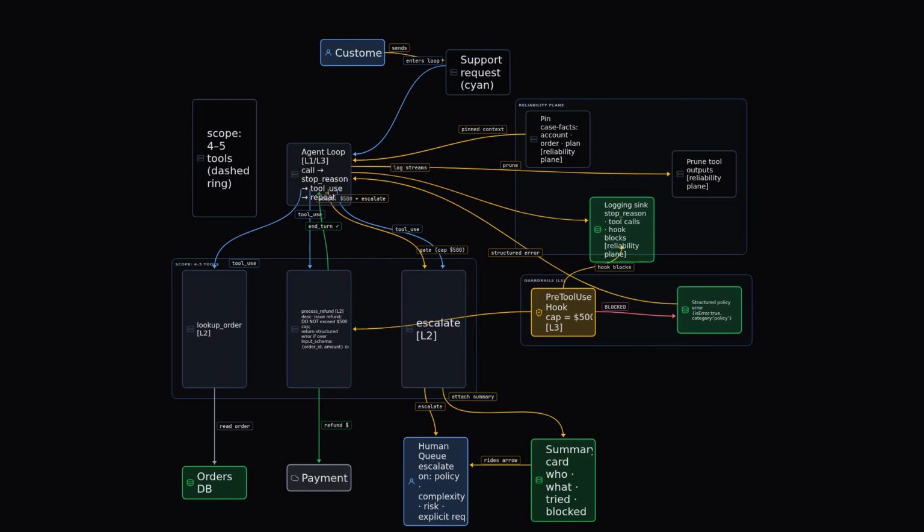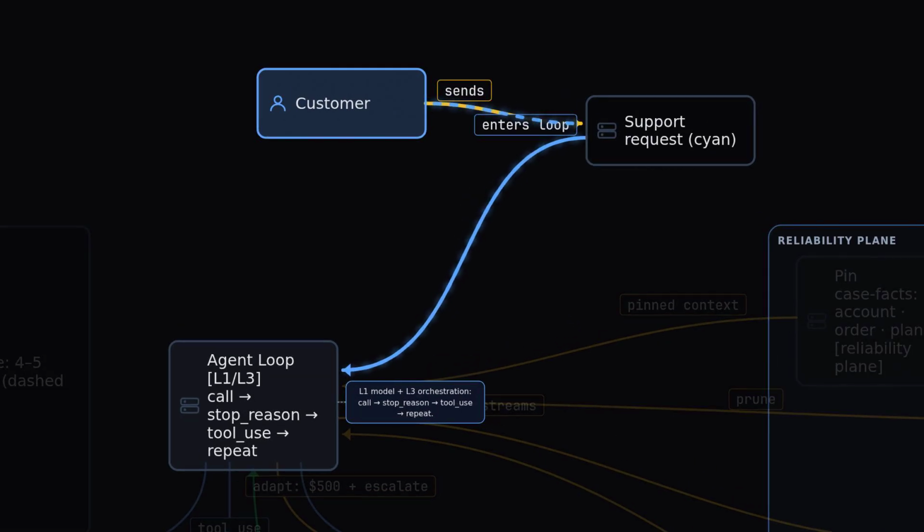A production customer support resolution agent. We will build a whole stack: scope tools, a code-enforced policy hook, clean escalation, and a reliability plane, all lit at once. A customer sends a request. It enters the agent loop, the L1 model wrapped in L3 orchestration that calls, inspects stop reason, runs a tool, and repeats.